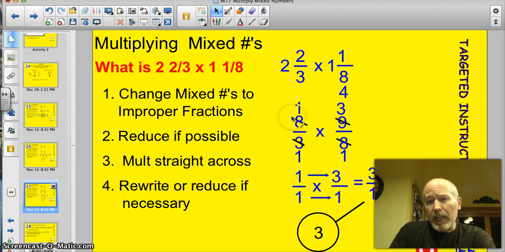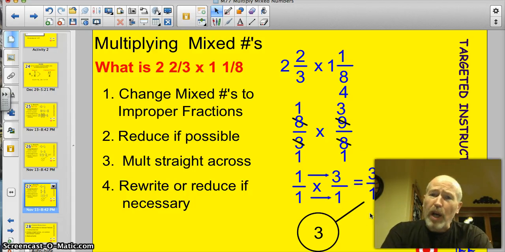I had 8 and 8 here, so I divided by 8, I had 1. Divided by 8, I have 1. Here I've got 9 and 3, I can divide by 3, so divide by 3, it's 1, 3. Divide by 3 up here, it's 3. I end up with these fractions rewritten as 1 over 1 and 3 over 1. 1 times 3 is 3. 1 times 1 is 1. 3 over 1, which is still 3.